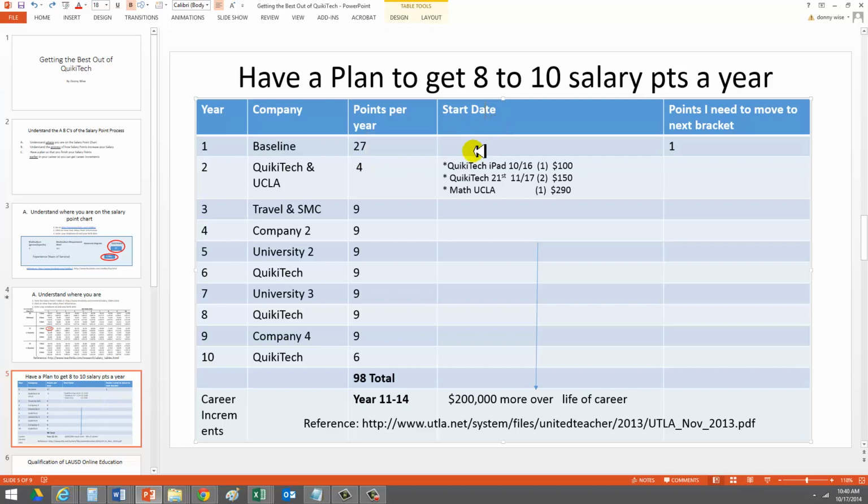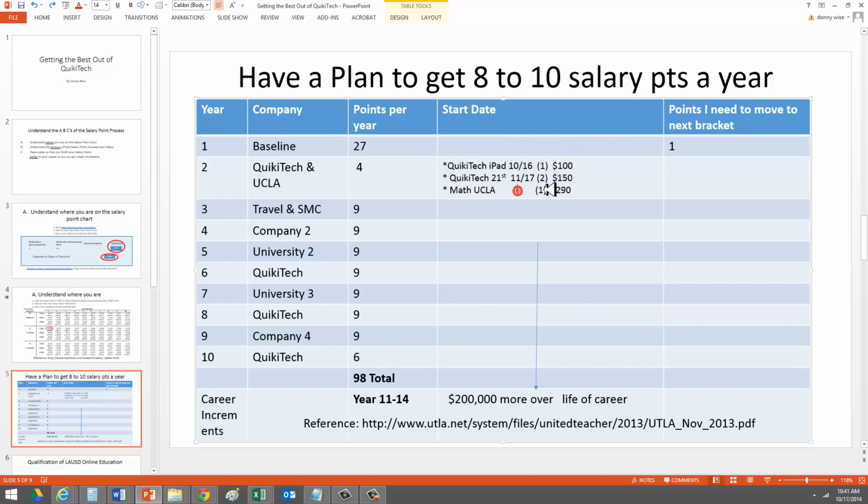Then in the next column, go ahead and write out the courses that you're taking. So she says, you know what? I'm going to take the iPad course from QuikiTech. Their normal price is $100. Hopefully I can get one of their specials and bring that price down. It's 1 salary point. I'll also take the 21st century class. It's 2 salary points. Regular price is $150.